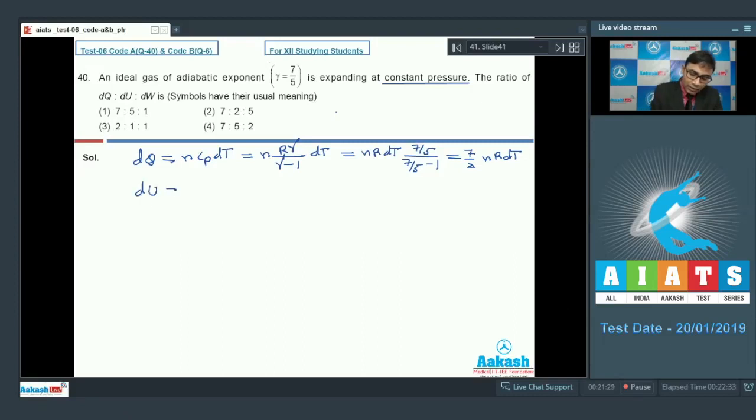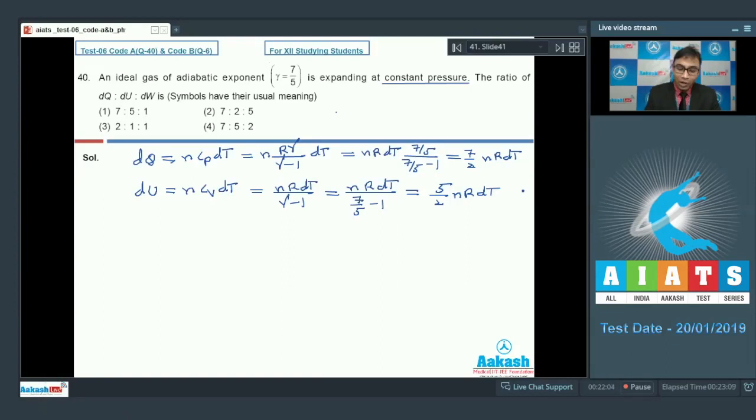What about dU? For isothermal, adiabatic, whatever be the process, dU is always equal to n Cv dT, or you can write nR dT upon gamma minus 1. So again, what is the value of gamma? If I put the value of gamma, we will get 7/5 minus 1, that will be equal to 5/2 nR dT. This is our dU.